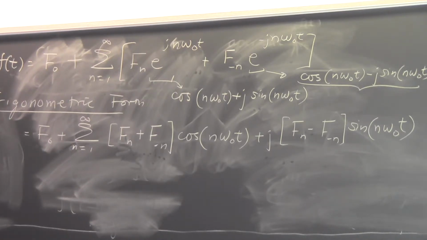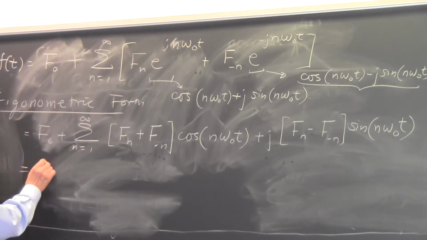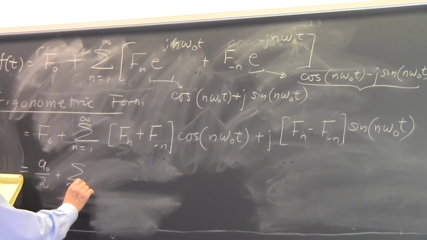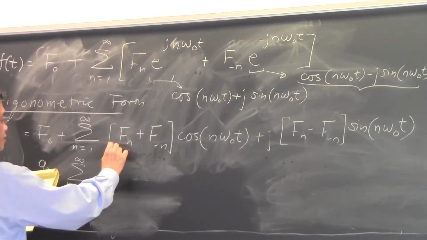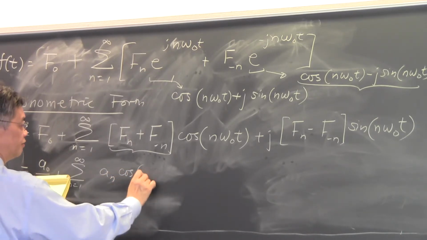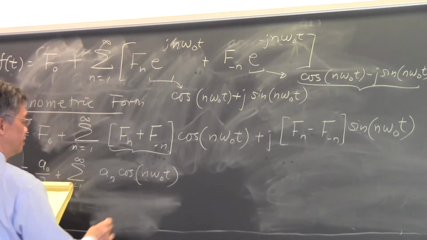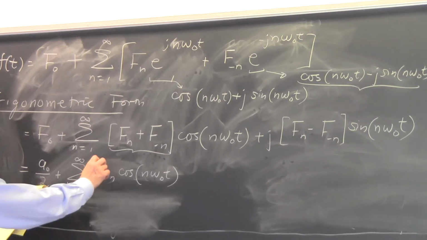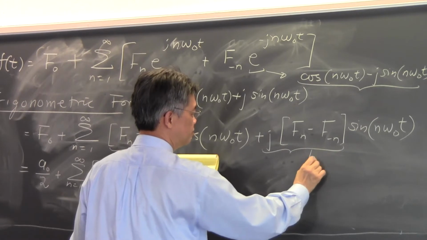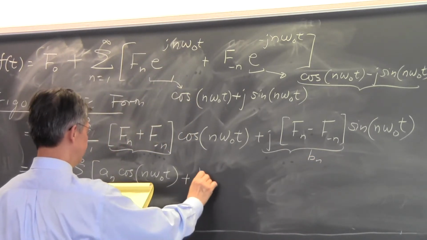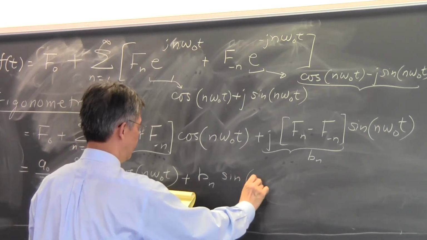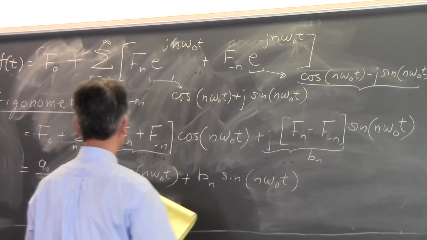And this is often written in a different manner. This is called a0 over 2 plus the sum from n equals 1 to infinity. And this is usually called a sub n, times cosine of n omega naught t. And then the second term is often called b sub n, times sine of n omega naught t.